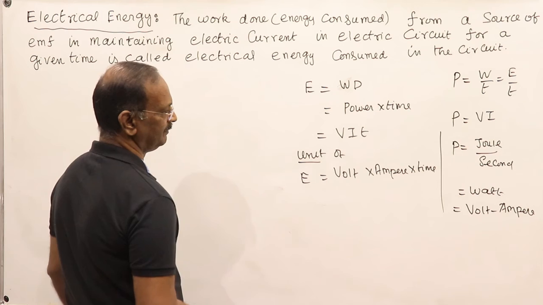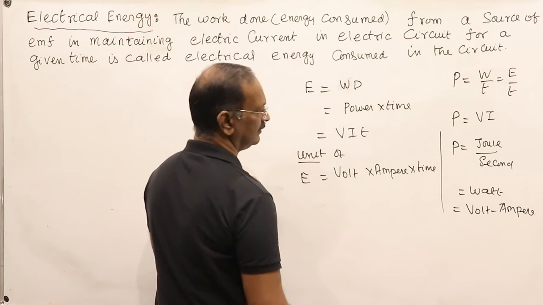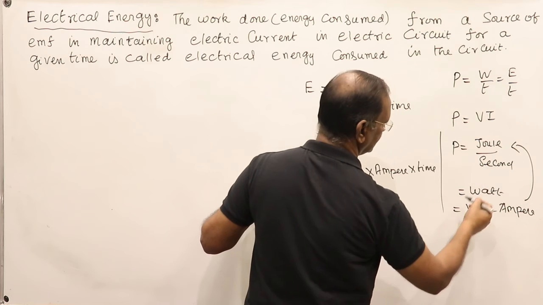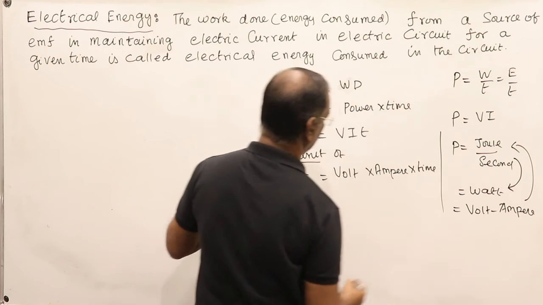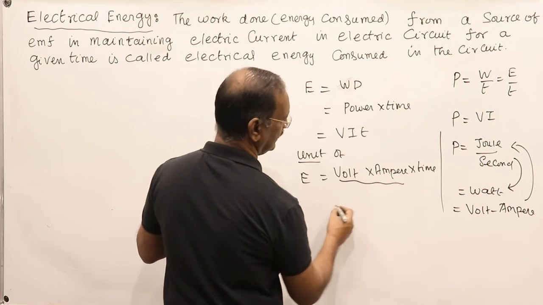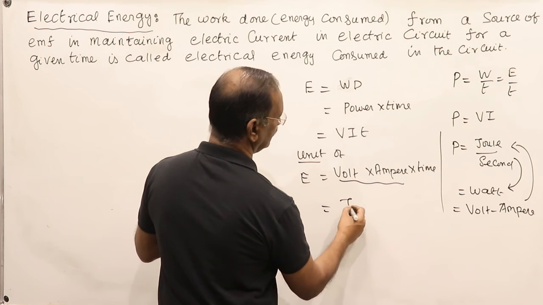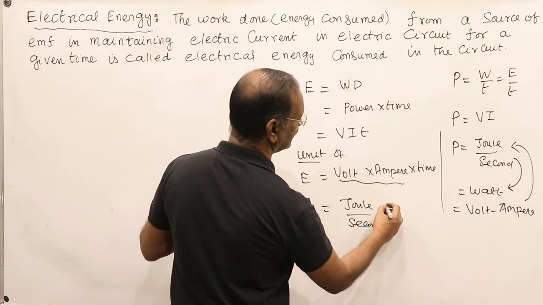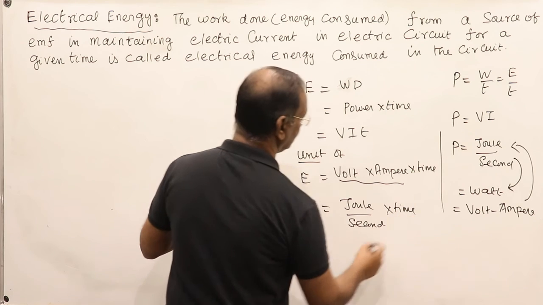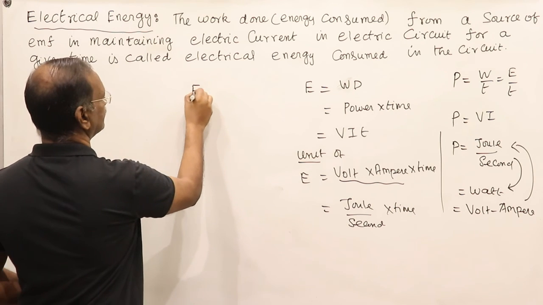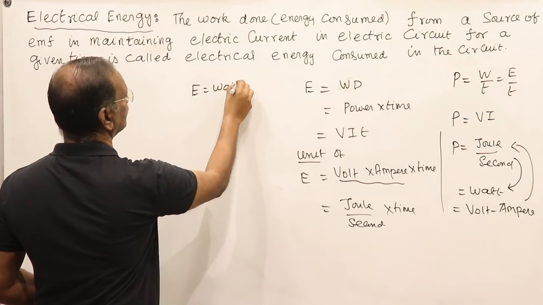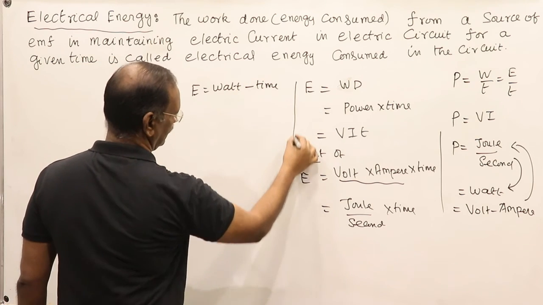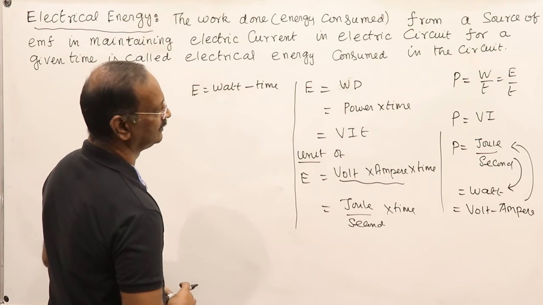And what is volt into ampere? Volt into ampere is equal to joules per second. Joules per second is equal to watt. So volt into ampere can be written as joule per second into time. Therefore, unit of energy is equal to watt into time. This way also we can express, watt into seconds.